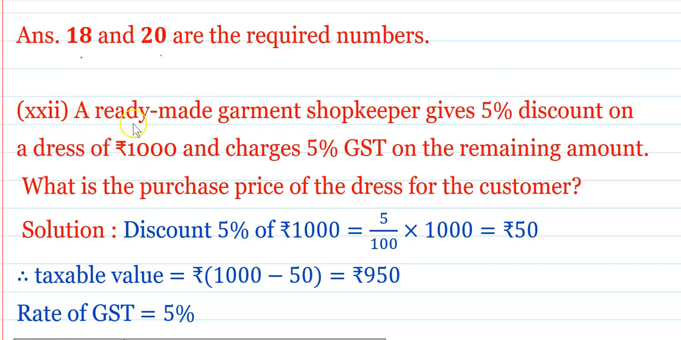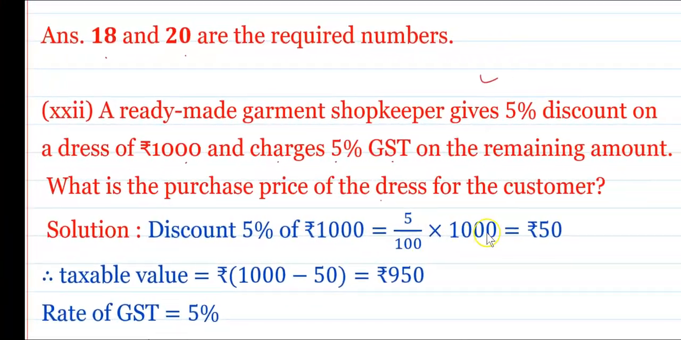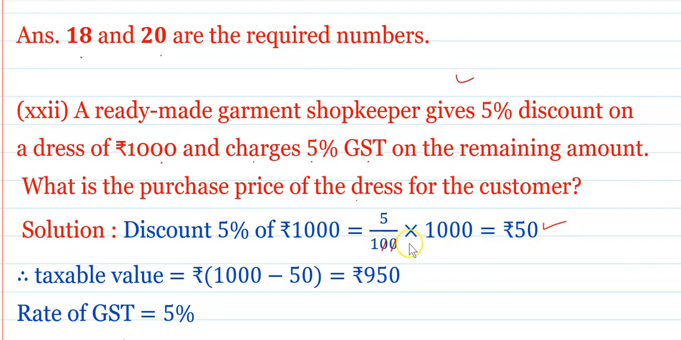Next, a ready-made garment shopkeeper gives 5% discount on a dress of rupees 1000 and charges 5% GST on the remaining amount. What is the purchase price of the dress for the customer? First what does he do at the beginning? He gives the discount and then applies 5% GST. What is the price of that dress? That is 1000. Discount 5% of rupees 1000. 5 by 100 into 1000, and after simplification you will get here 50. Taking the two zeros, 10 into 5 you will get 50.